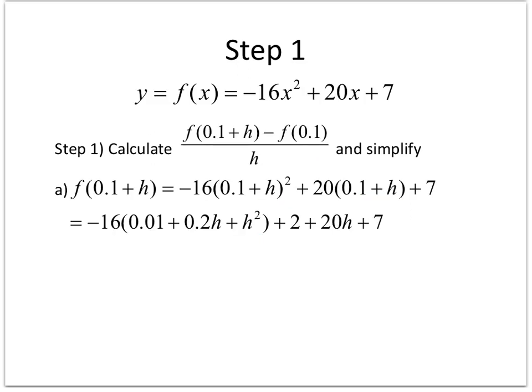Sorry this jumps so much, but the algebra means that I'm just going to FOIL this. So you remember all that good stuff. In other words, I'm just doing 0.1 plus h times 0.1 plus h. So that's that piece right there. That's all I did there. Here I went ahead and distributed this. That's all I've done so far.